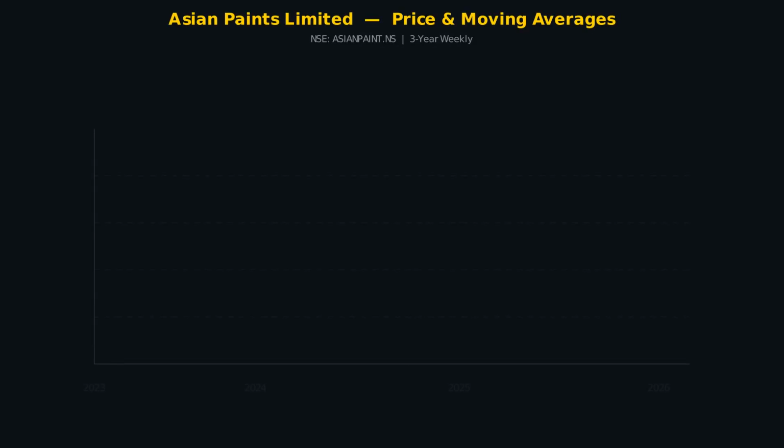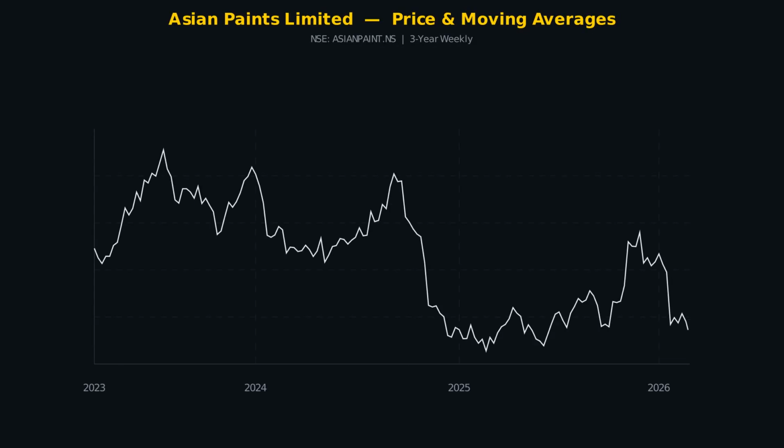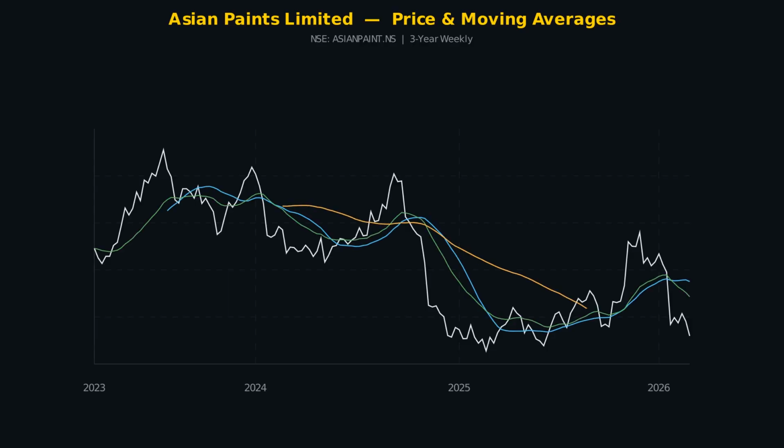Asian Paints Limited is currently at Rs 2,280. The SMA 20 is at 2,642, and the SMA 50 is at 2,495. Price is below the 50-period average, indicating a downtrend. Watch how the moving averages act as dynamic support and resistance throughout the 3 years of price history shown here.